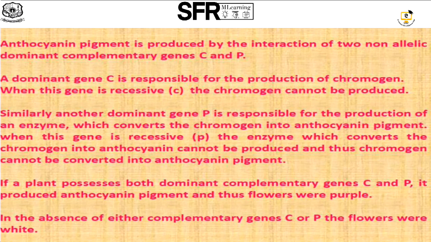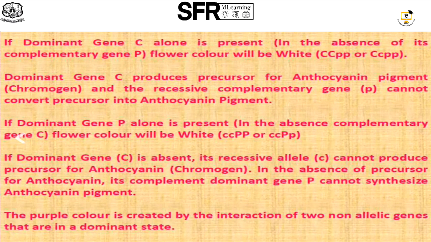So if a plant possesses both dominant complementary genes, C and P, the chromogen is converted into anthocyanin pigment, and thus the flower will be purple. In the absence of either complementary gene, the flower will be white. If the dominant C is present alone, only chromogen is present in the absence of its complementary gene P, so the flower color will be white.